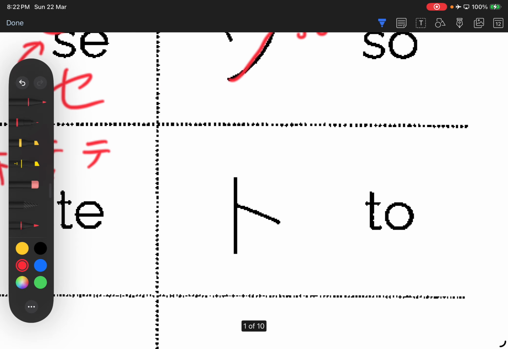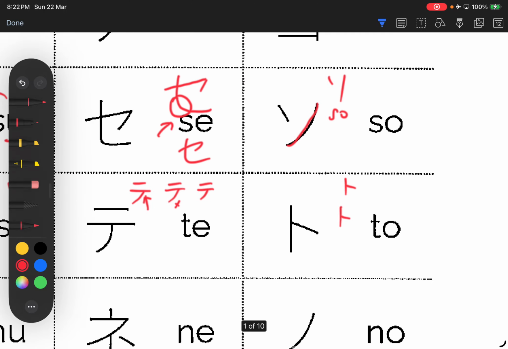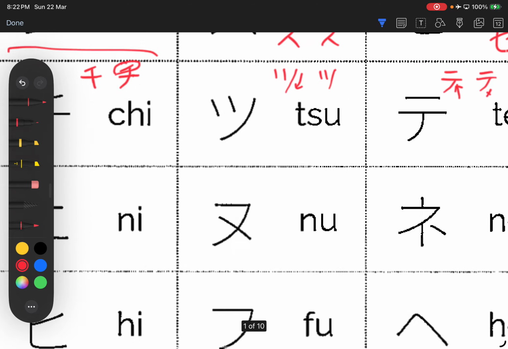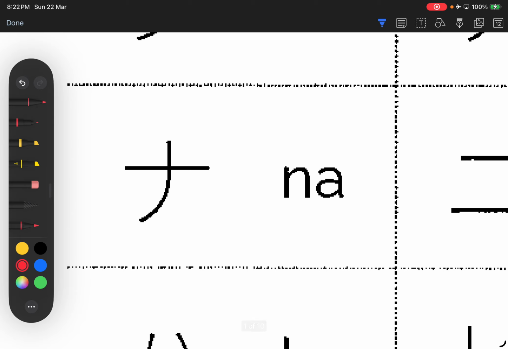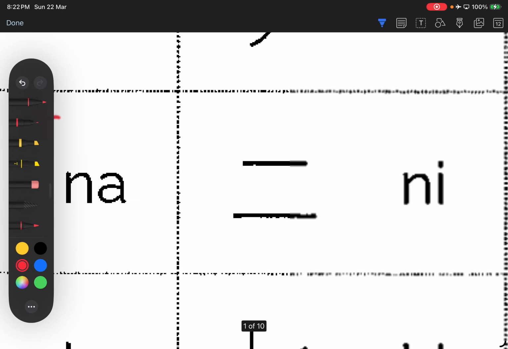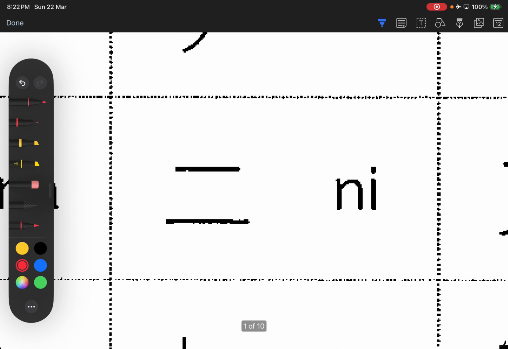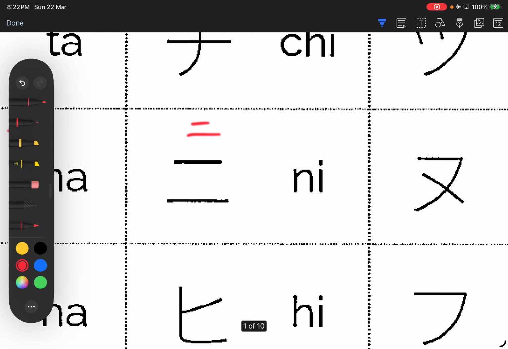Okay, next we have to. To. 1, 2, very simple. To is very simple. Okay, moving on, we have na. Na. Okay, this one very simple also. Next, ni. Ni. I know it looks like just write but please have a bit larger spacing in terms of the vertical.